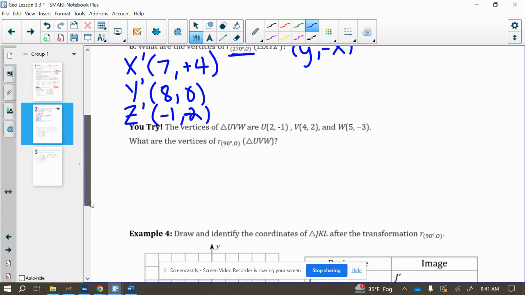All right, the next one wants you to try on your own this rotation of 90 degrees. So your rule this time, you're going to flip the order, and the new x value, aka the old y value, will get negated. And then again, you are looking for U prime, V prime, W prime.